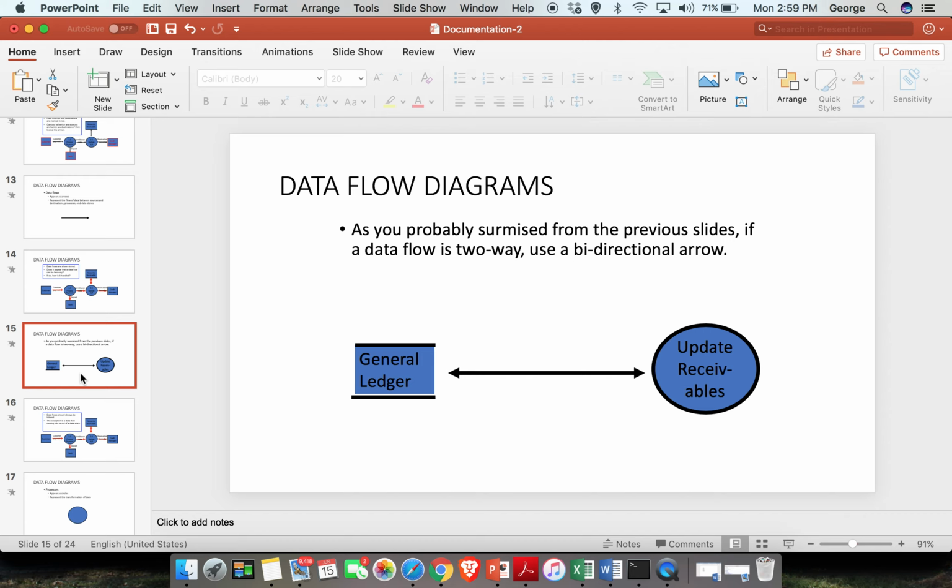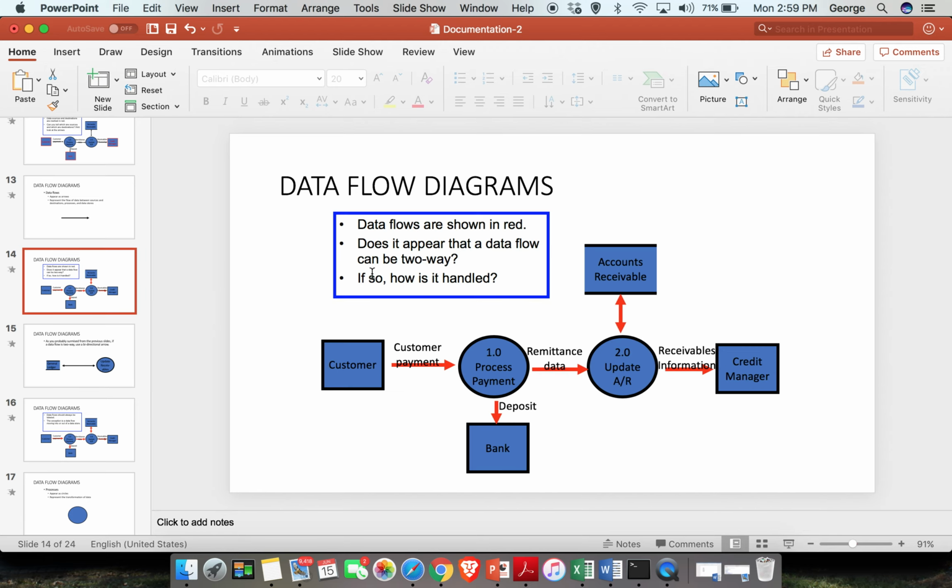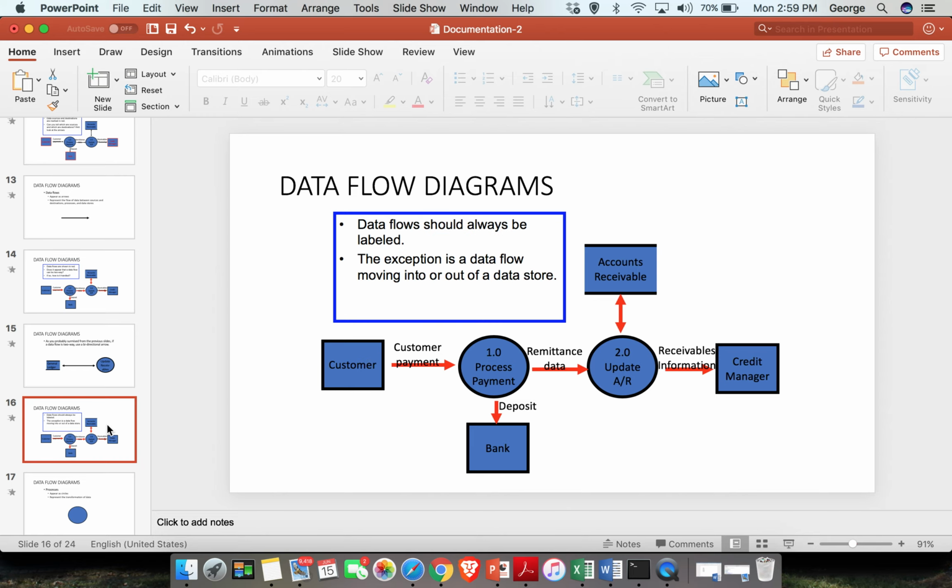As you probably surmised from the slides, if a data flow is two-way, we use a bi-directional arrow. So we did have one up here for our file. We're reading from the file, but we're also writing to the file, and that's why it's bi-directional. But this could be bi-directional as well. For instance, the customer sends us a payment, and when we send him an acknowledgement, the acknowledgement would be the documentation going back to that customer. So that could be bi-directional too. It doesn't necessarily just have to be a file.